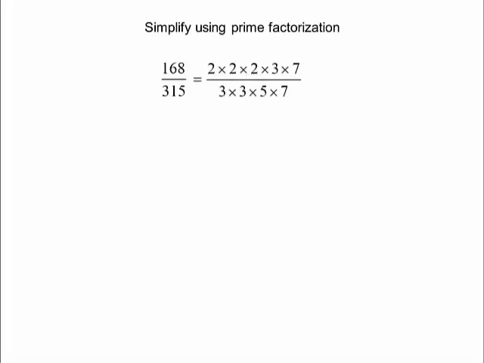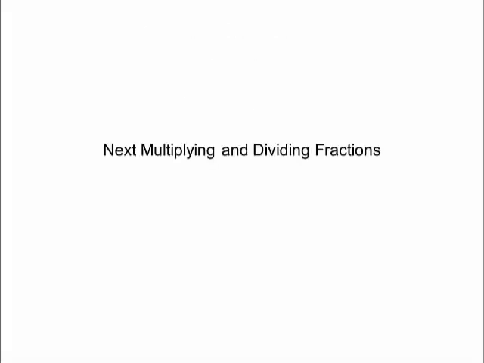In this case, I have these prime factorizations. There's a common factor of 3 and 7, and that leaves us with 8 in the numerator and 15 in the denominator. Next, we're going to use the technique we've just practiced to help us multiply and divide fractions.